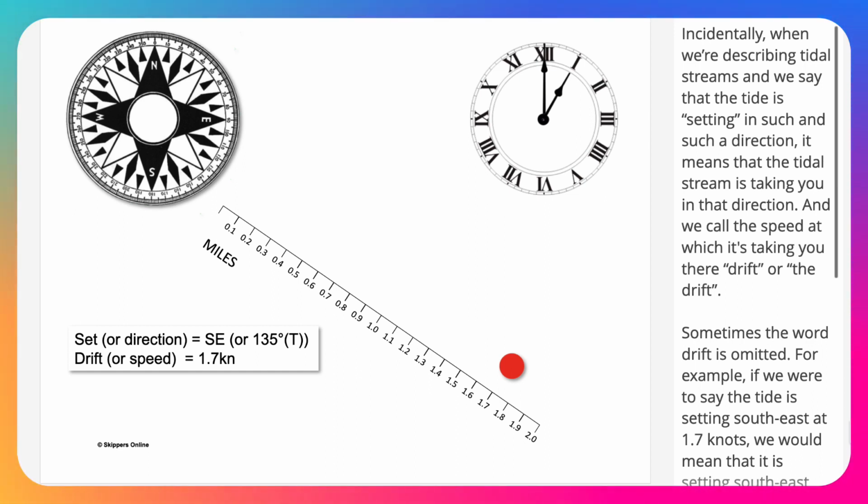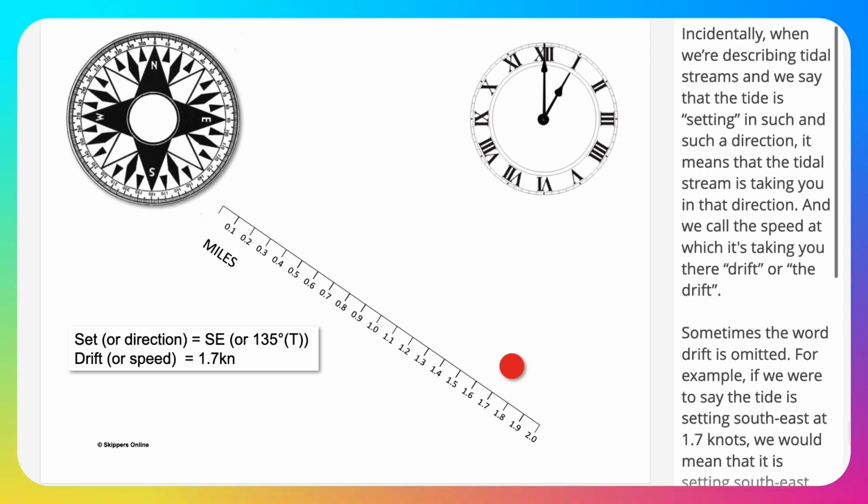For example, if we were to say the tide is setting southeast at 1.7 knots, we would mean that it is setting southeast and the drift is 1.7 knots. Alternatively, we could say that the tide is setting 135 degrees at 1.7 knots. And some people use direction and speed, which mean exactly the same as set and drift in this context.